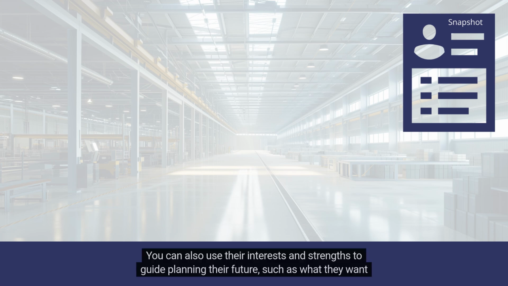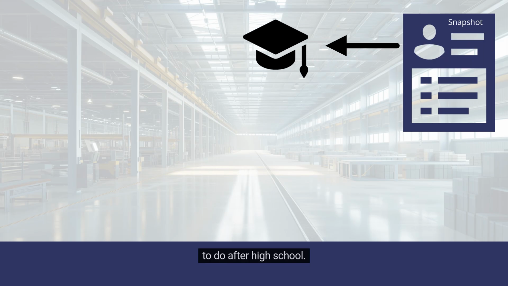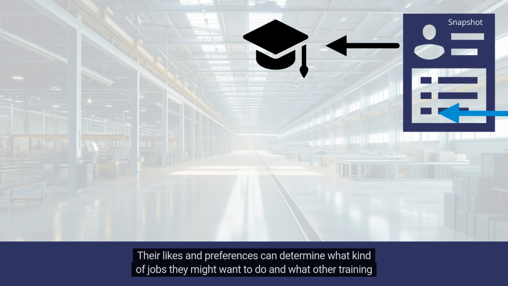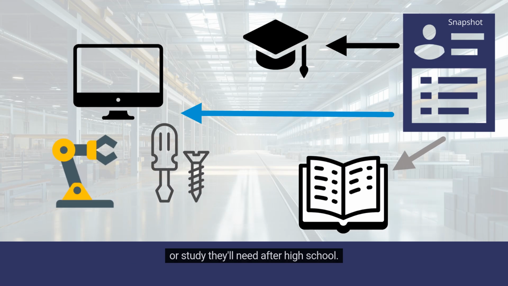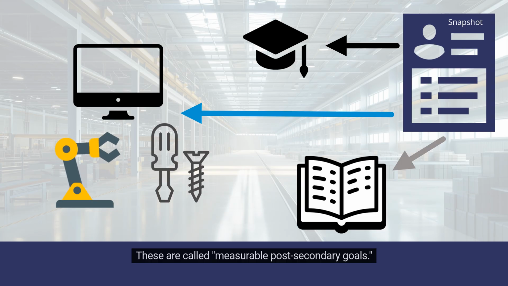You can also use their interests and strengths to guide planning their future, such as what they want to do after high school. Their likes and preferences can determine what kind of jobs they might want to do and what other training or study they'll need after high school. These are called measurable post-secondary goals.